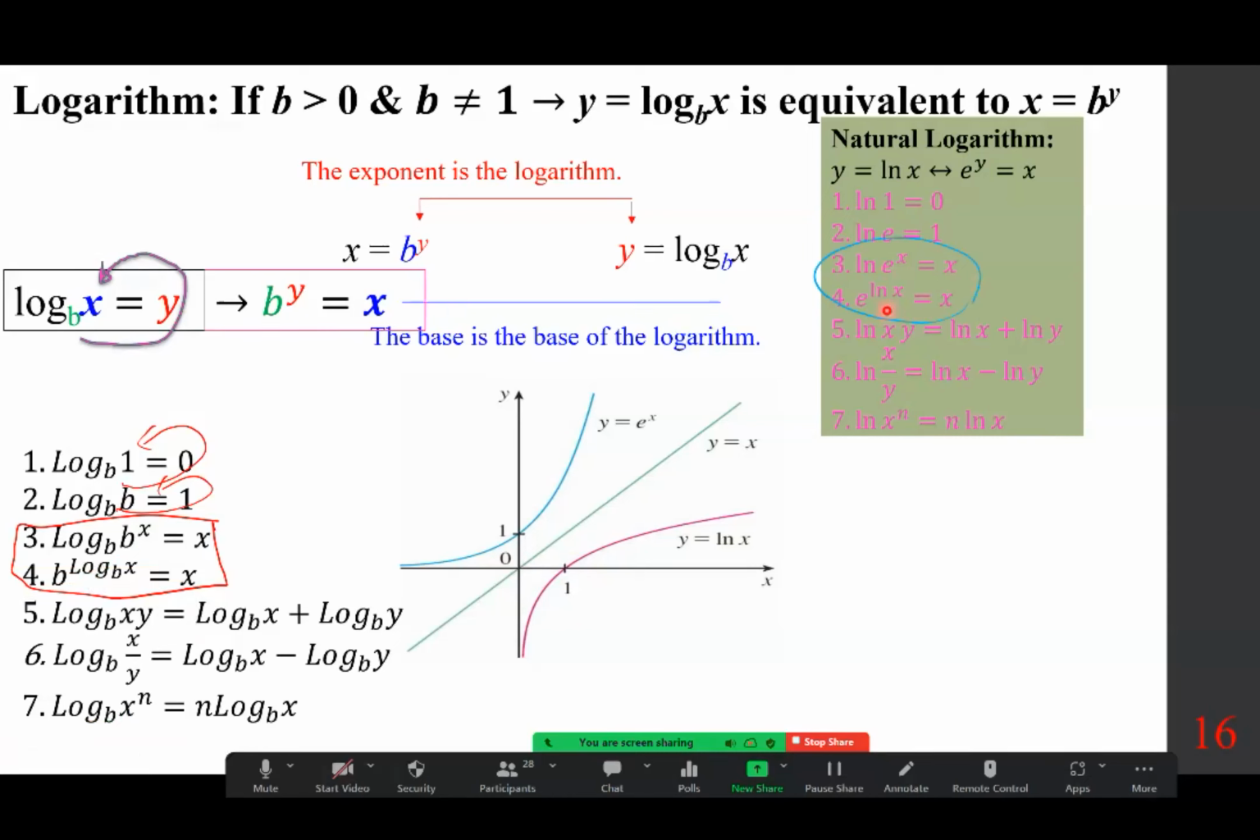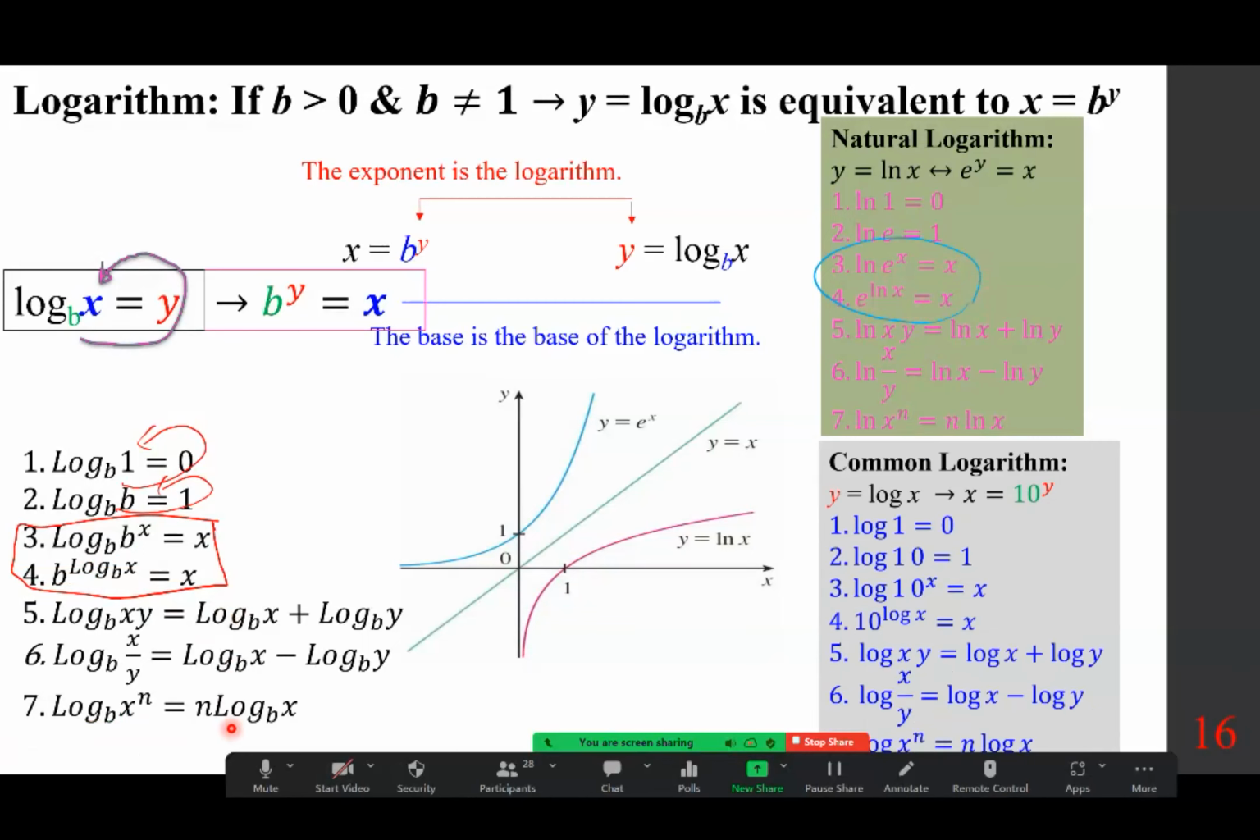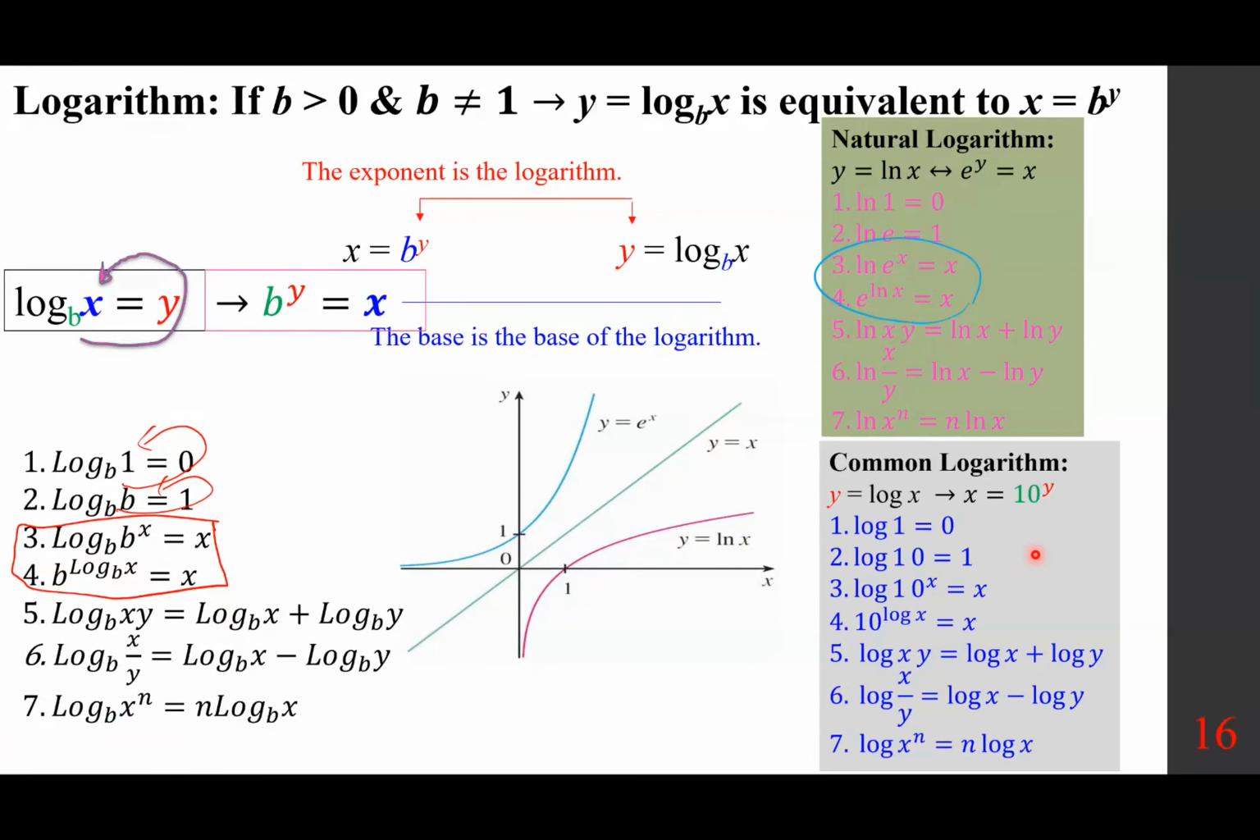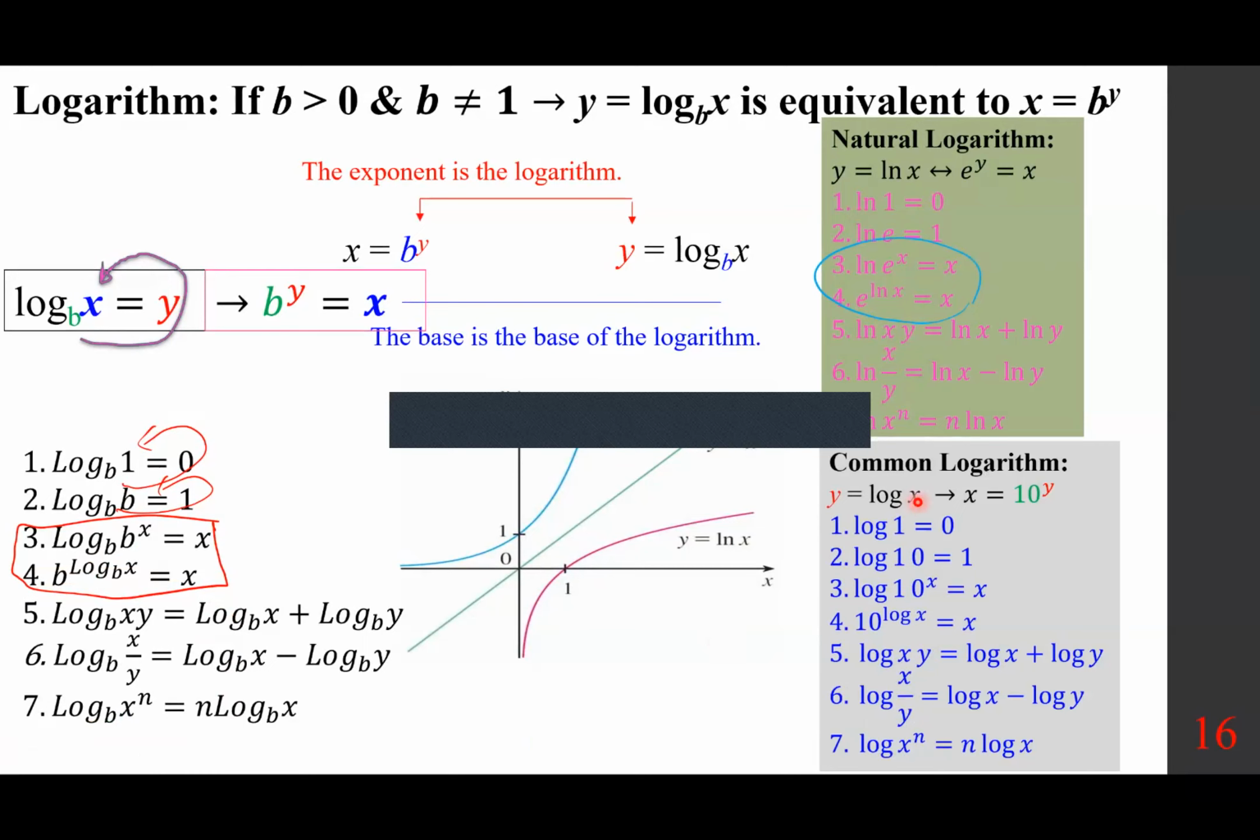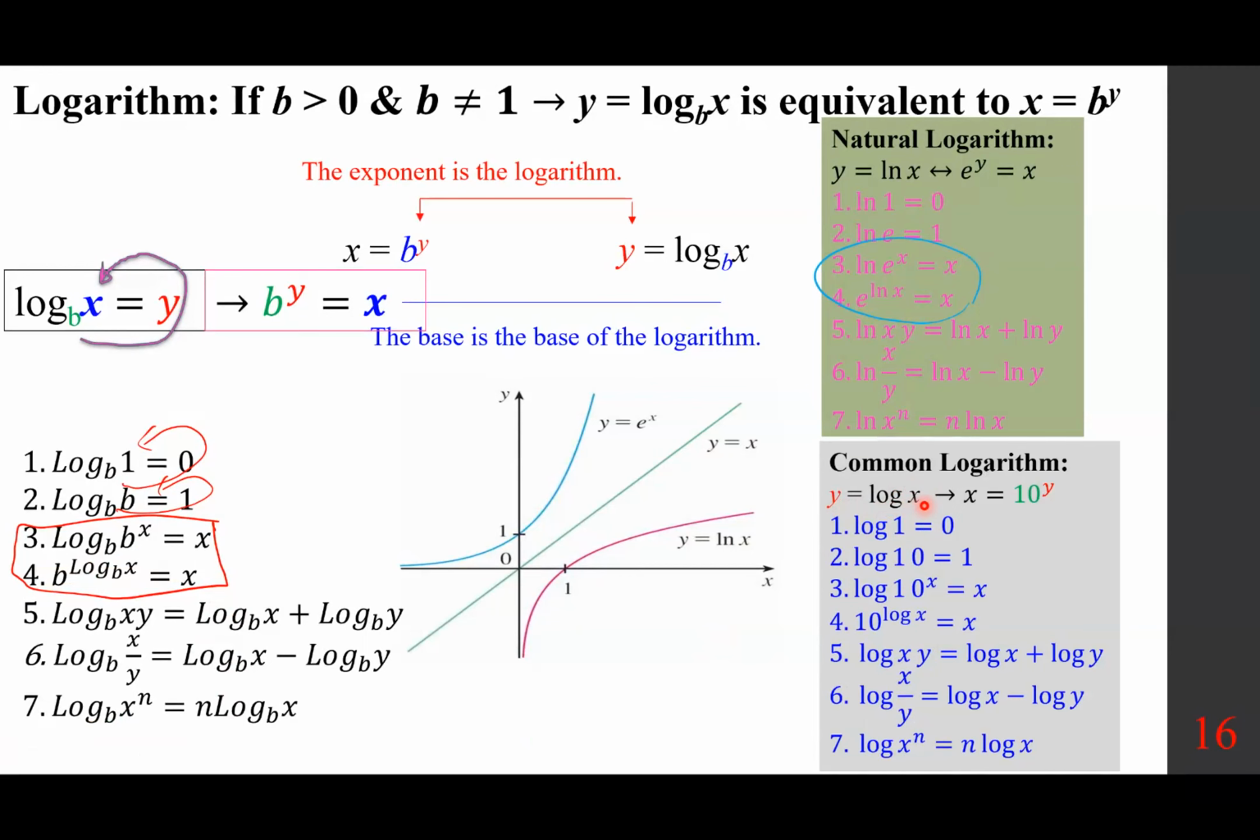Ln of e to the power of x is x, e to the power of ln x is x, and the rest of them are just like the last three. What about common log? In the case of a common log, the base is 10. So when we say y equals log x, imagine you have a base 10 here, therefore 10 to the power of y is x. And so log 1 base b is equal to 0.